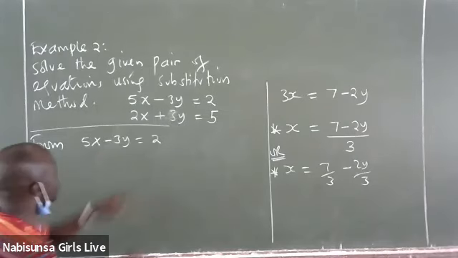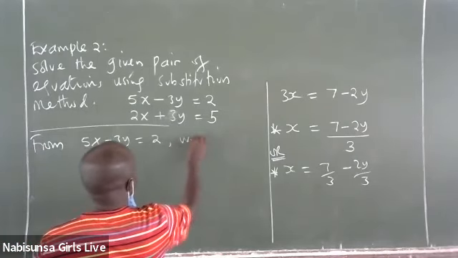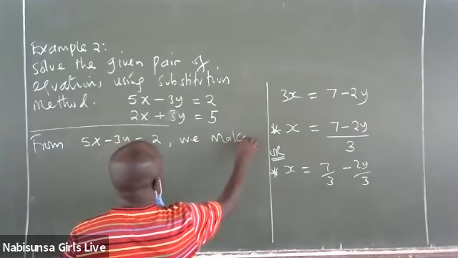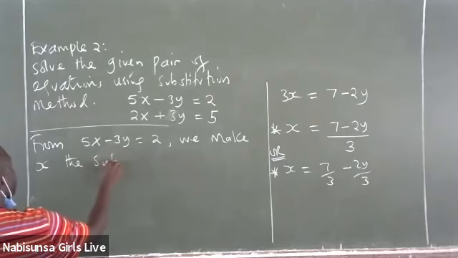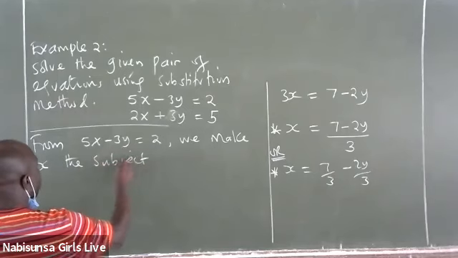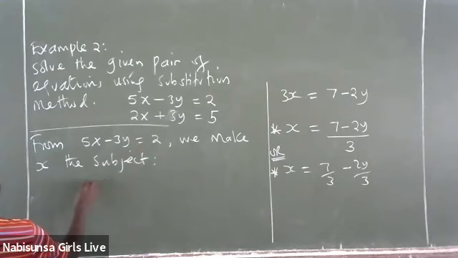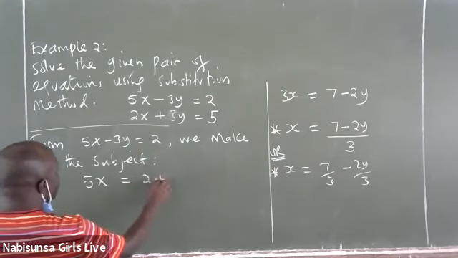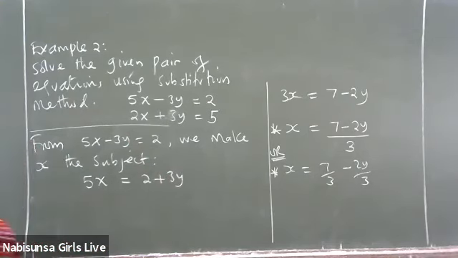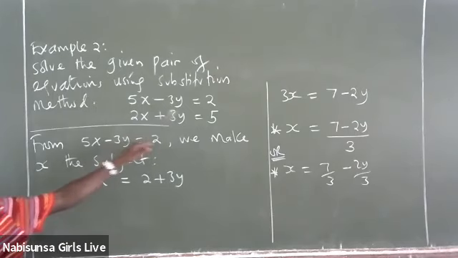So from this, we make x the subject. Okay? So that will give us 5x is equal to 2 plus 3y. I have transferred my minus 3y to the other side.